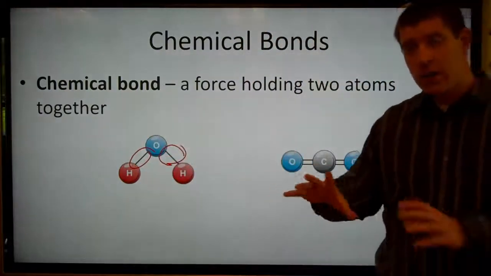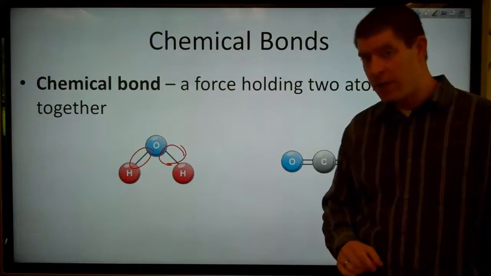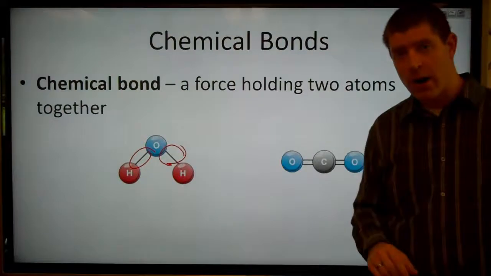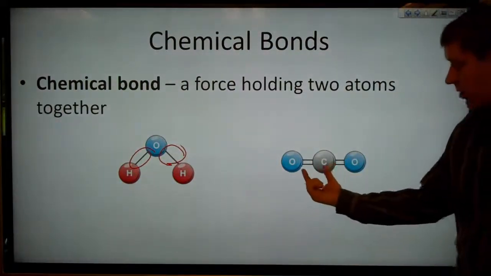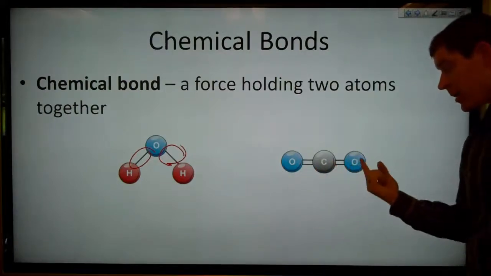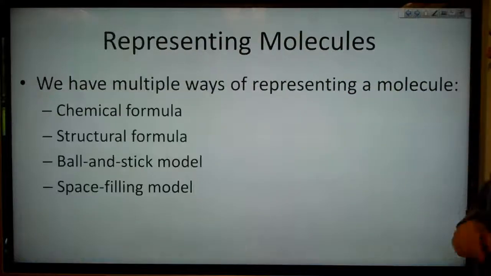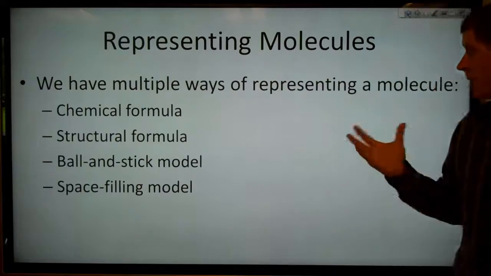Now these are just representations of the chemical bond, right? We don't have little sticks connecting together our hydrogens and oxygens, and we don't have little sticks here. So here we have a double bond connecting this oxygen to the carbon and another double bond connecting this other oxygen to the carbon. Here we have single bonds. So we have different ways of representing molecules.